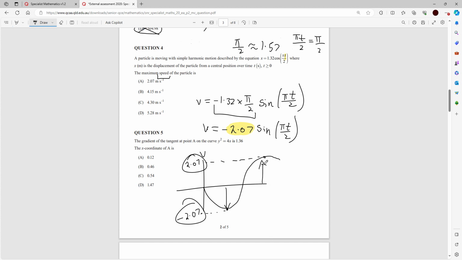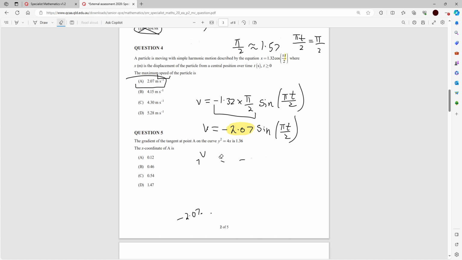So in other words, the maximum velocity is going to be A, 2.07, the amplitude of your velocity equation for this particular sine curve. And it would have been the same if it was a cos curve, because that's the maximum point it can be, okay, as we can see, if you were to graph that as well. And that's how you would answer that one.